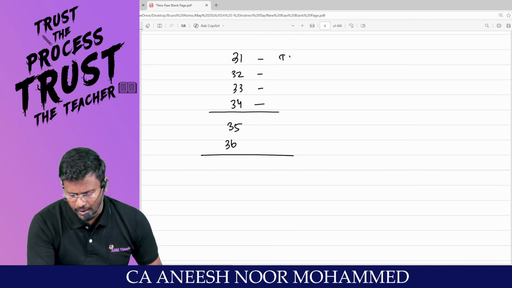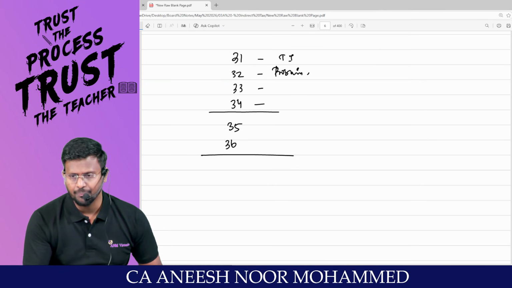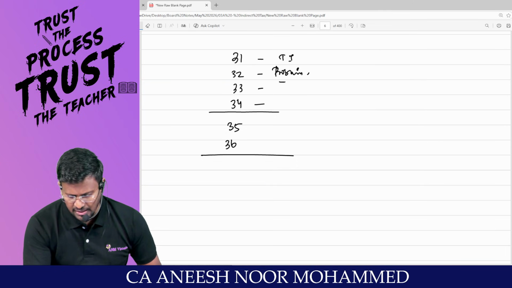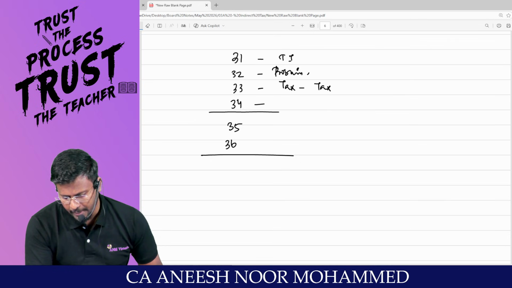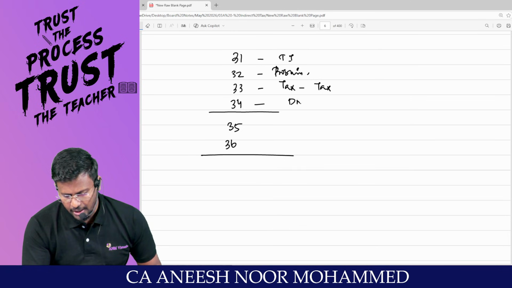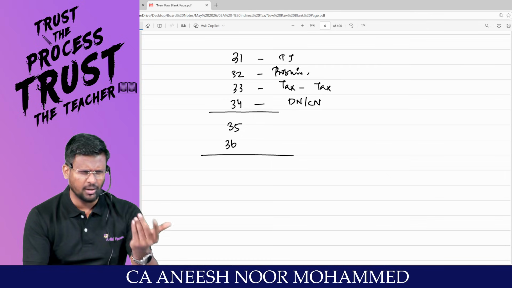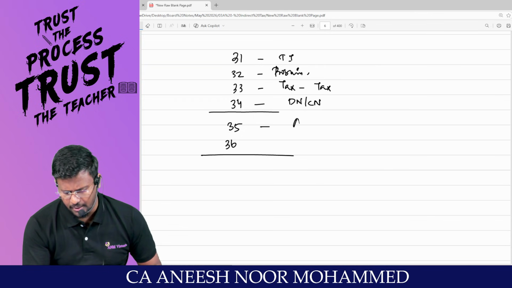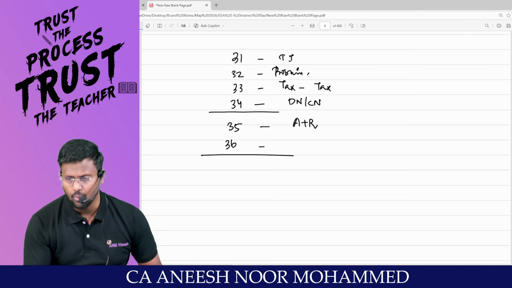Repeat once again. What is section 31? Tax invoice. What is 32? Prohibition of unauthorized collection of tax. 33. Tax should be mentioned in the tax invoice. What is section 34? Debit note and credit note, or credit note and debit note, whatever it may be. What is section 35? Accounts and records. What is 36?